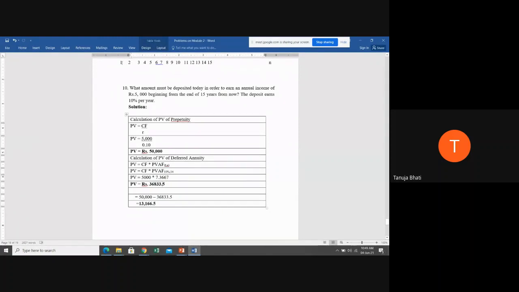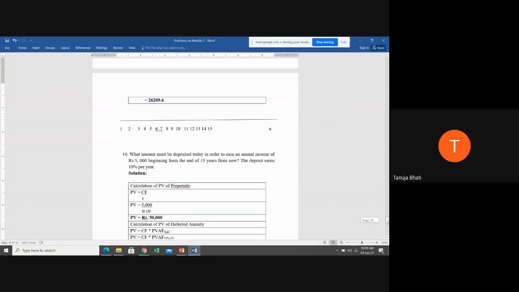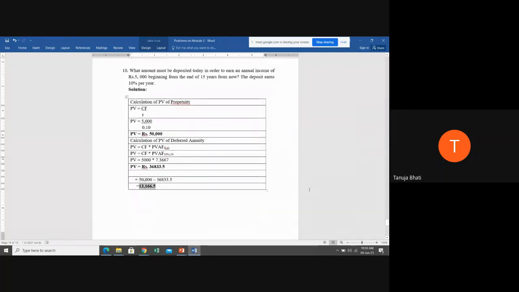Now, what is the next step, students? We have got the value from 1 to 14. Now, how do we calculate the present value from 15 to n? Perpetuity formula. We take the total minus the value for the first 14 years, then we get the value. So 50,000 minus 36,833.5, you get 13,166.5. Is this problem clear, students? Yes, ma'am.